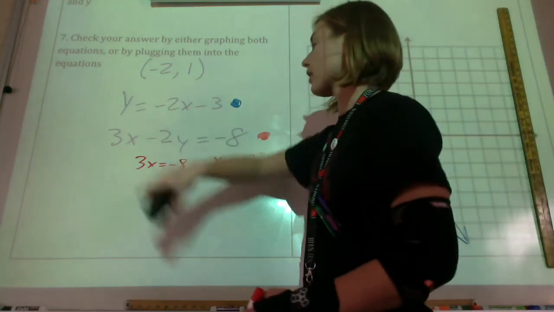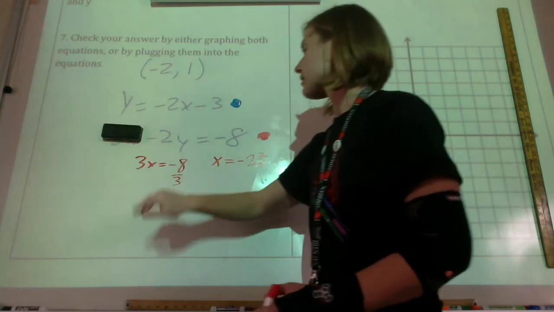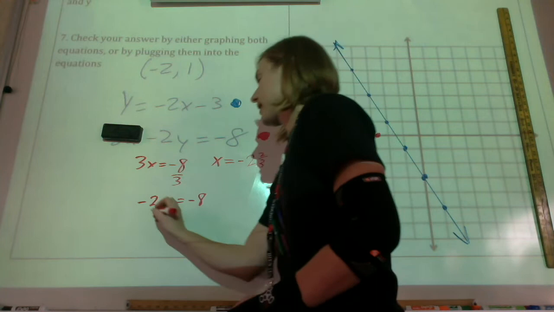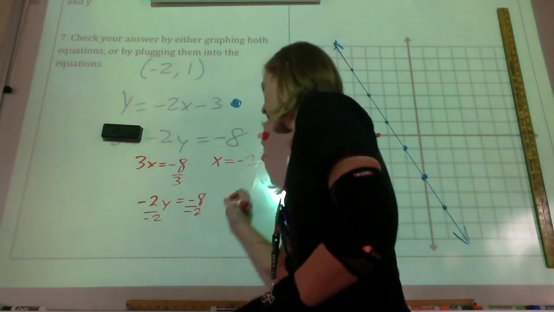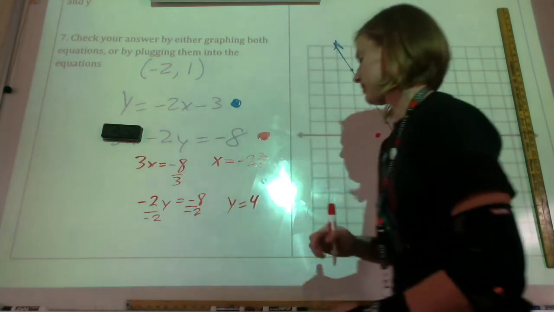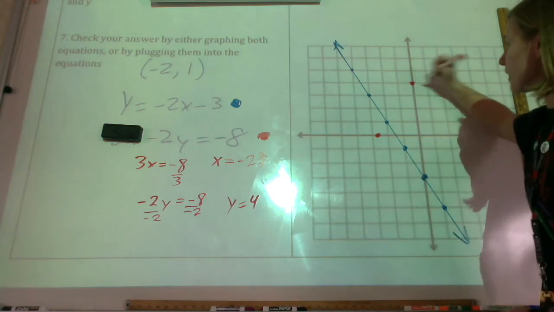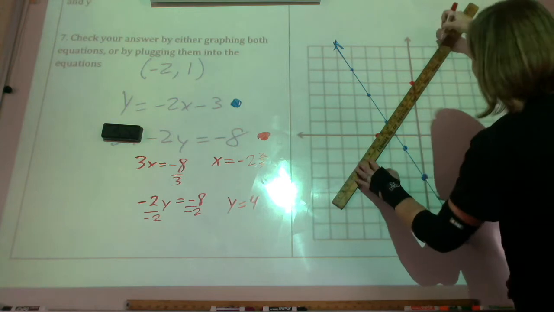So now let's take a look at our y-intercept, which means I cover up x. Negative 2y equals negative 8. Divide both sides by negative 2, and we get y equals 4. So I'm going to go up to 4 on y and see where they cross.